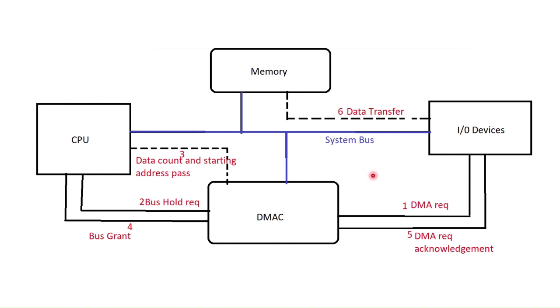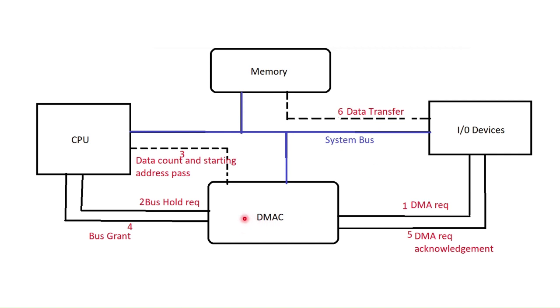Now let us start with the process. The first thing that happens is that the input output devices send a DMA request to the DMA controller. Now, to pass any kind of data from any hardware device to some hardware device, you need access to the system bus. Without the system bus, there's no way to transfer data inside your computer.